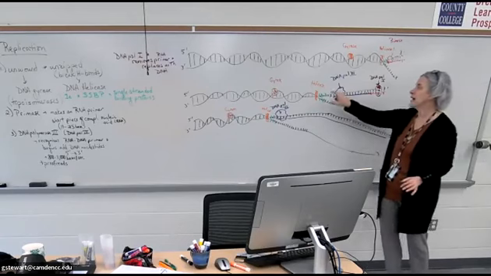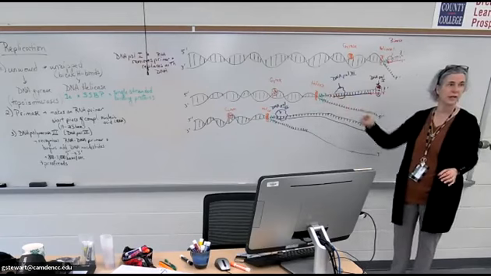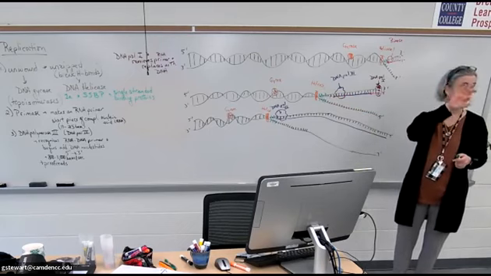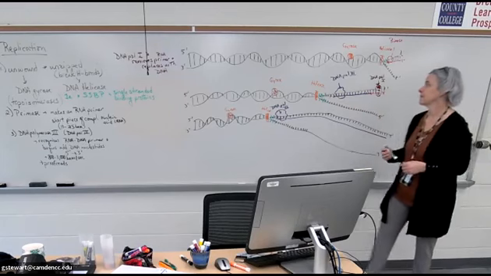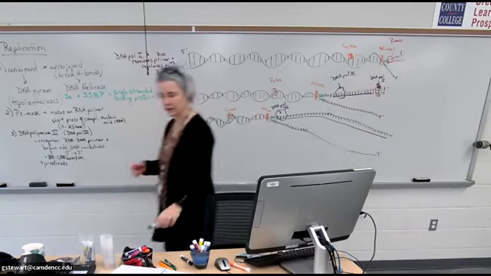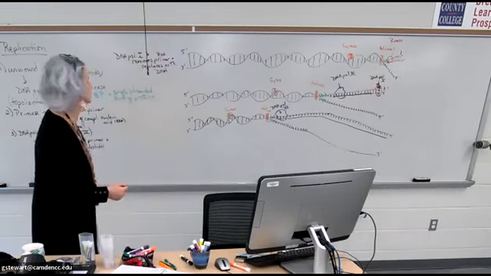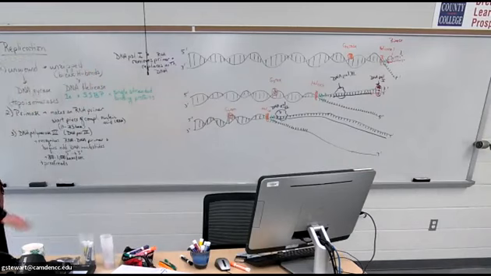So they're always kind of close to that replication fork. And they also are kind of donut shaped because they slide along. Can't believe I forgot that. Okay, so that's good.